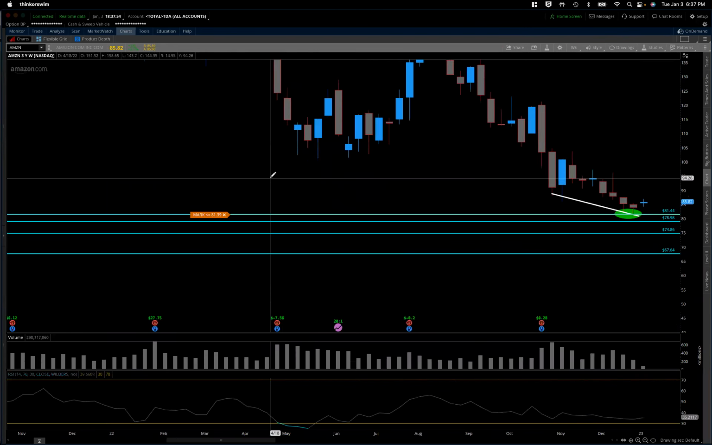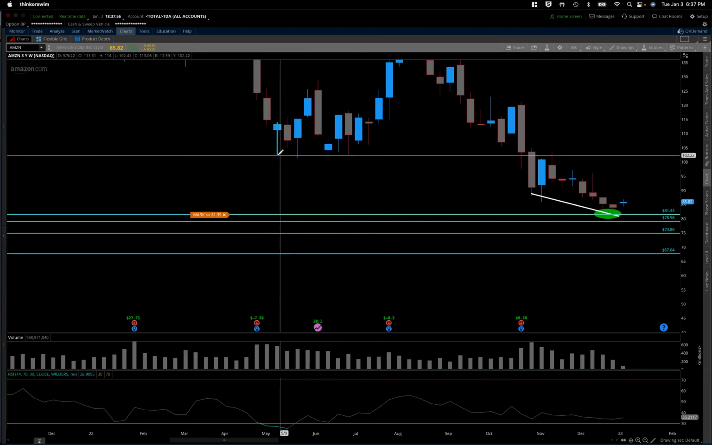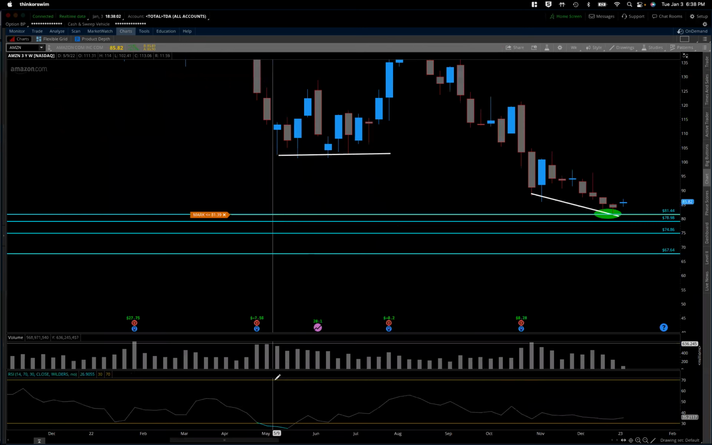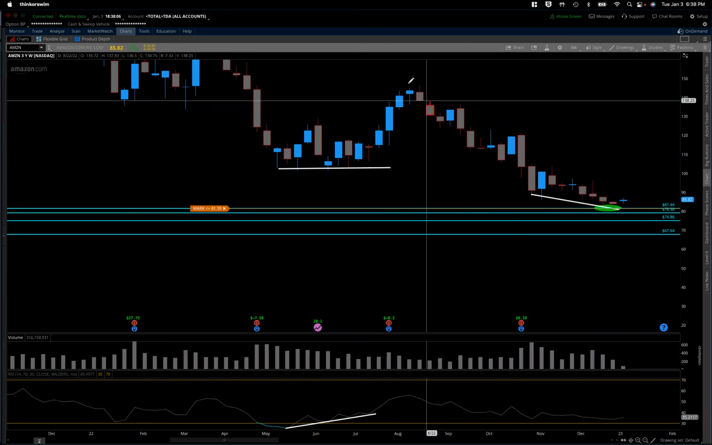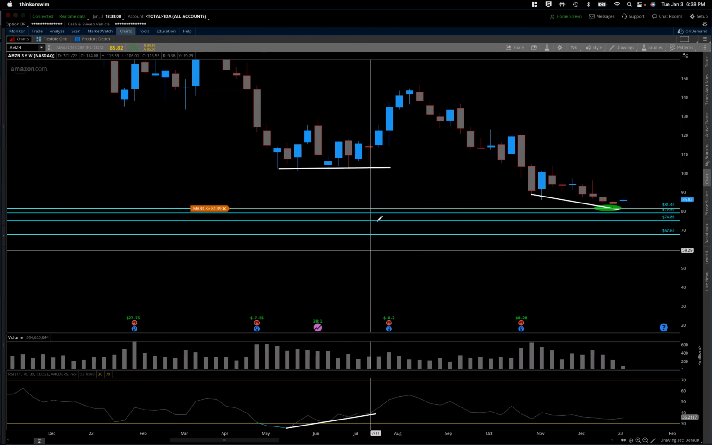And it looks like we also have one here. Yeah, a little bit better one here. So here, price makes equal lows, but the RSI makes higher lows. So that's essentially indicating that there's some strength, right? And you'll notice that there was a nice little rip after we saw that RSI divergence.